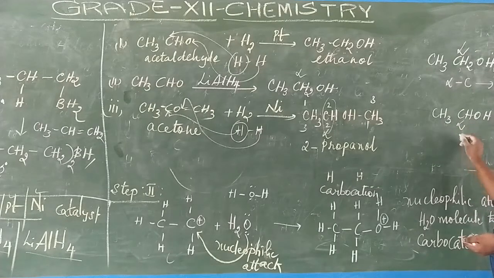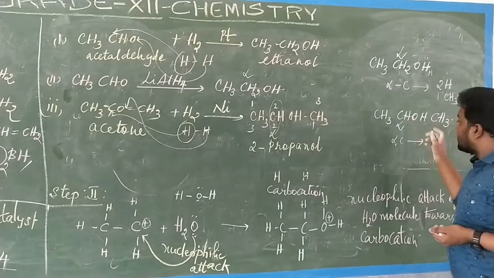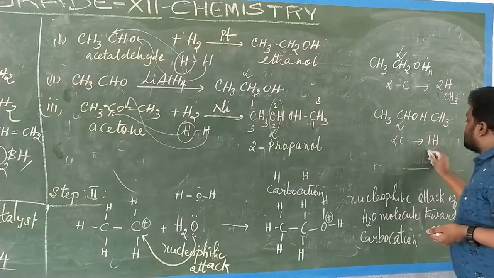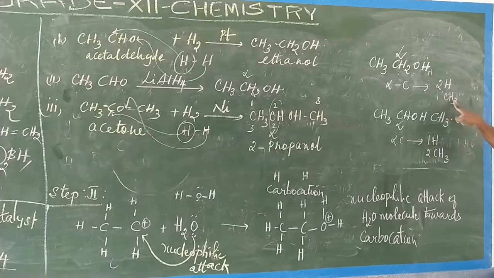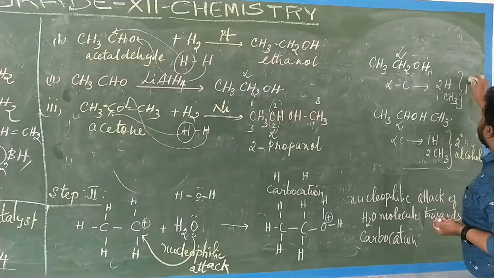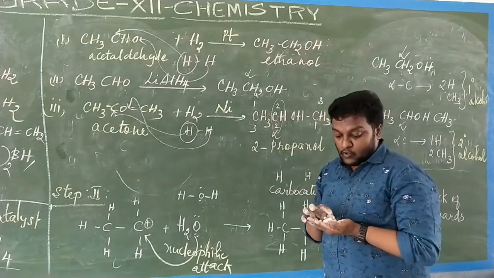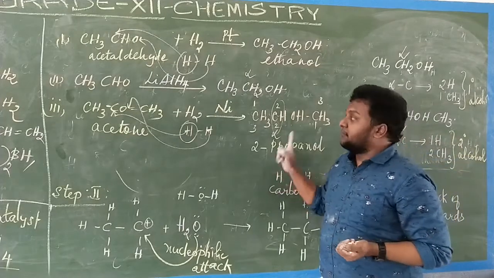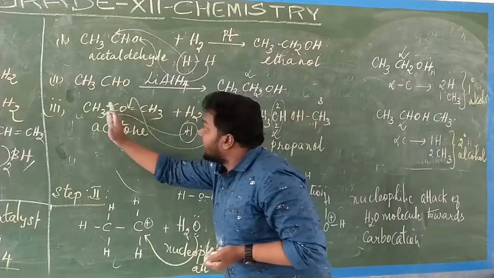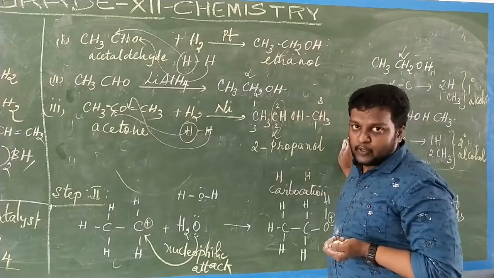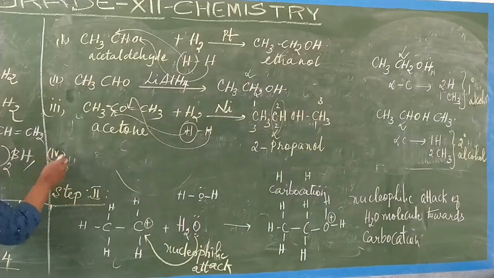Here in this alpha carbon, only one hydrogen is present and 2 CH3 groups are present. If one hydrogen and 2 CH3 groups are present, it is called a secondary alcohol. If 2 hydrogens and 1 CH3 group are present, it is a primary alcohol. That is the difference. So the secondary alcohol is 2-propanol and the primary alcohol is ethanol. We formed the secondary alcohol by reduction of a ketone, which gives 2-propanol. Now we go to the fourth reaction, the reduction of carboxylic acid.